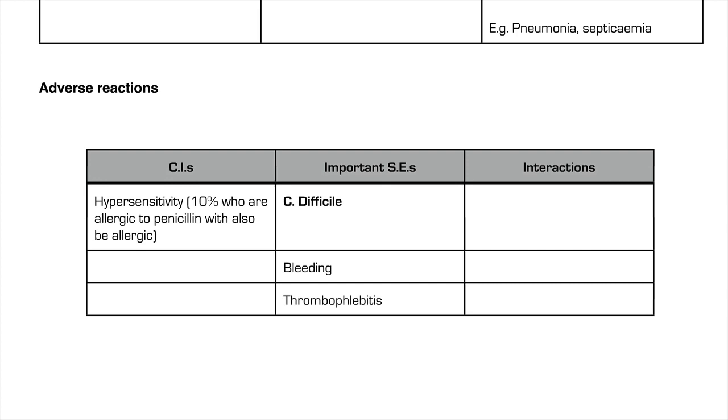Patients can be hypersensitive to cephalosporins, but often you're going to come across a situation where you want to prescribe a cephalosporin and you know that the patient is penicillin allergic. And the figure you need to know here is that roughly 10% of those people who are allergic to penicillin will also be allergic to cephalosporins.